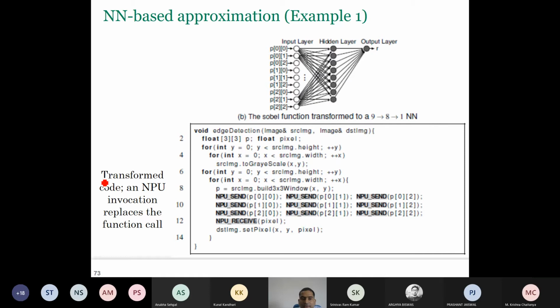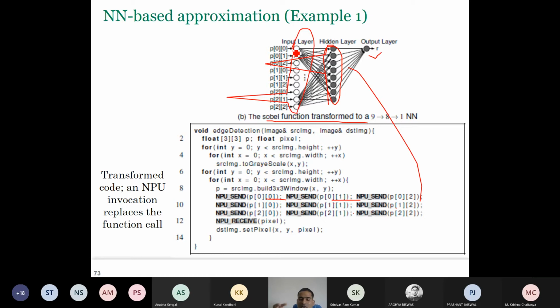Okay, so now here is a transform code, where we have converted a Sobel function into a neural network which has nine input neurons, 8 neurons in the hidden layer, and one output. All the layers are linear layers, that means we are just doing multiplication and addition. We have calls to the MPU, where we send the first input, second, third, fourth, fifth, sixth, seventh, eighth, ninth. So all 9 inputs are sent, and now this computation is happening as a neural network computation.